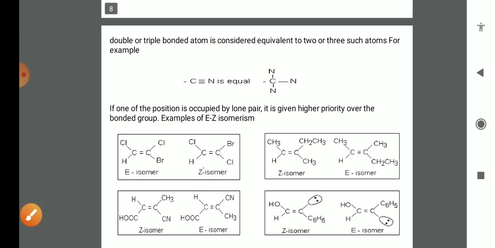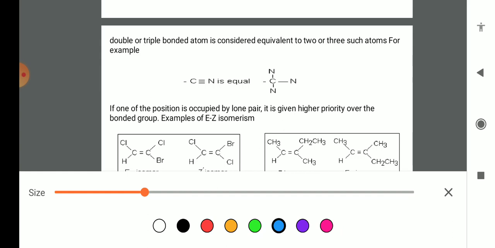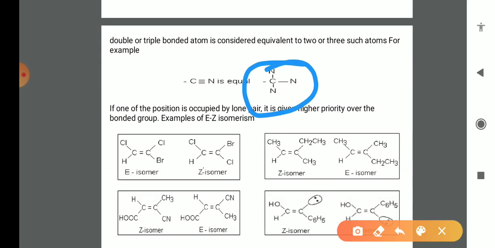Now a double or triple bonded atom is considered equivalent to 2 or 3 such atoms. For example, if our isomers have triple bonds, we consider it in this form as single bonds. It is a nitrile group, so we can consider it here.